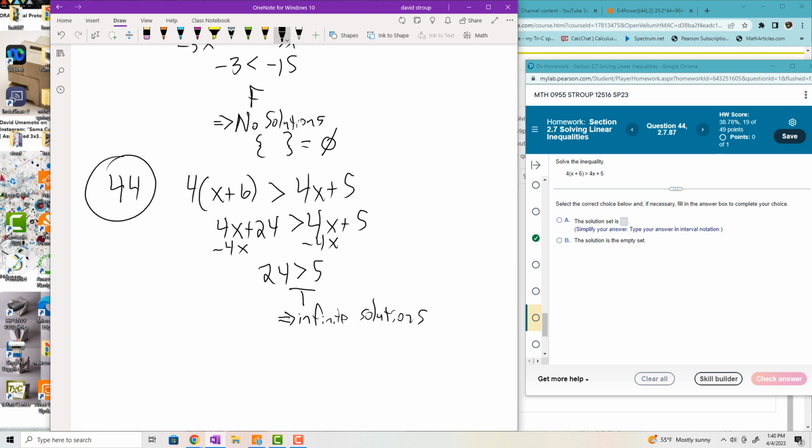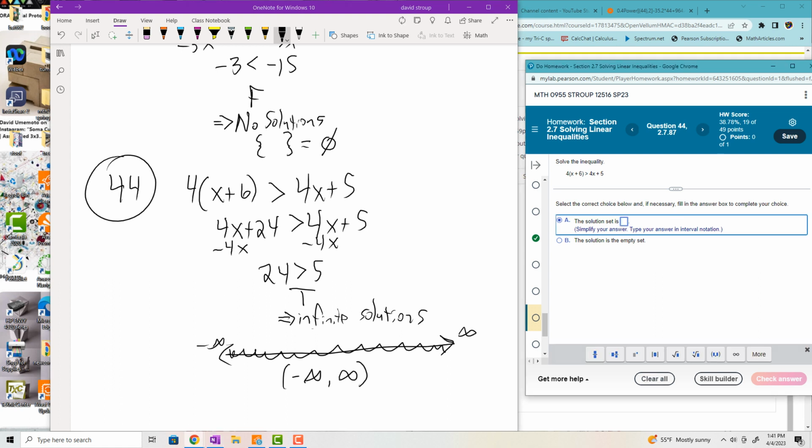To write that in interval notation, it's the entire number line, right? So for the graph it's literally everything on the line going from negative infinity to infinity. So to put that in interval notation, you just put negative infinity on the left and then positive infinity on the right. And you always use open parentheses with the infinity symbols.